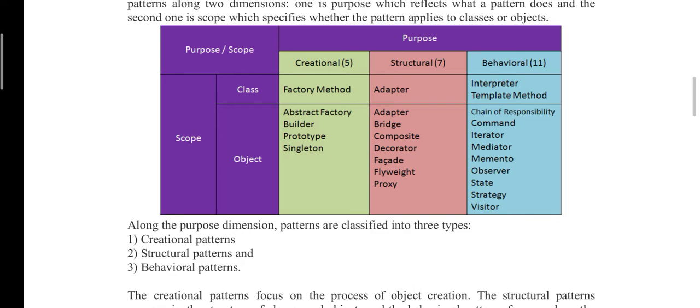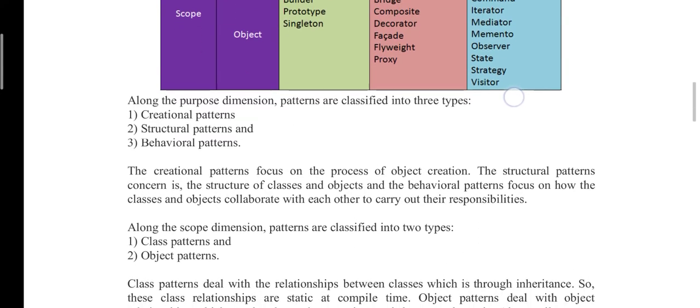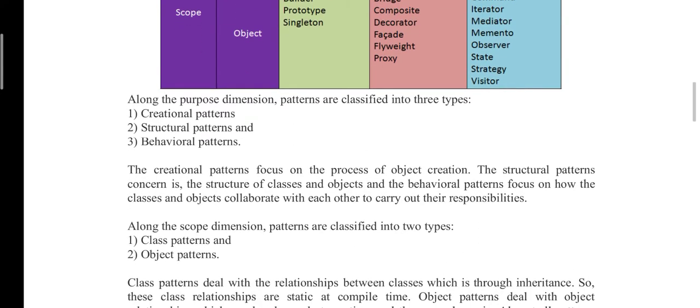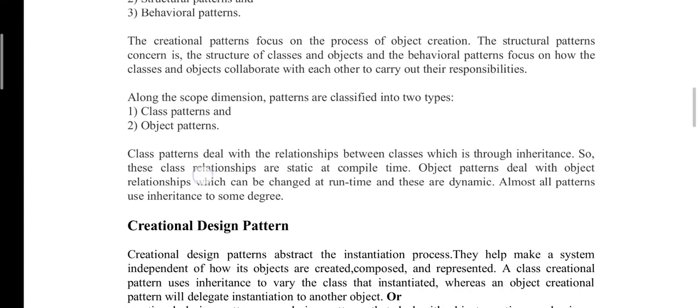Okay. So in the behavioral design patterns, the chain of responsibility, command, iterator, mediator, memento, observer. Look at observer. What does the observer do? It observes the state of all the objects, and if any one object changes its state, it will notify the others. Obviously it works on the object, so it comes under the object scope. Next are state, strategy and visitor. Along with the purpose dimension, patterns can be classified into 3 types, creational, structural and behavioral, as I said. And then they are classified into 2 scopes, class pattern and object pattern.